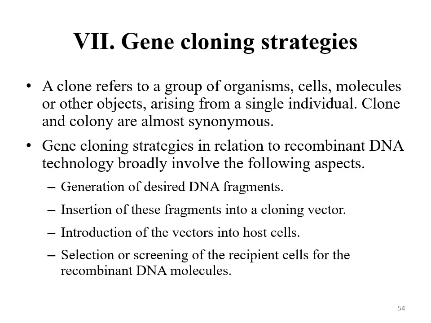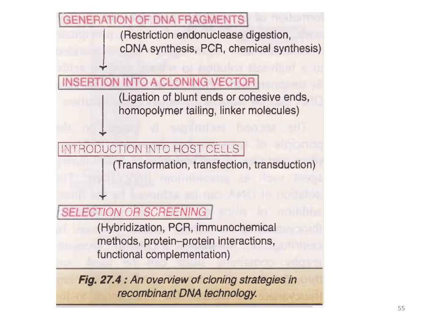The first one is generation of a desired DNA fragment, then insertion of these fragments into the cloning vector, after the insertion, the introduction of the vector into the host cell, and finally, the selection or the screening of the recipient cell for the recombinant DNA molecules. So these are the cloning strategies or the basic steps which are involved in the gene cloning process.